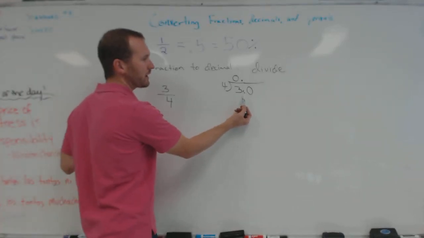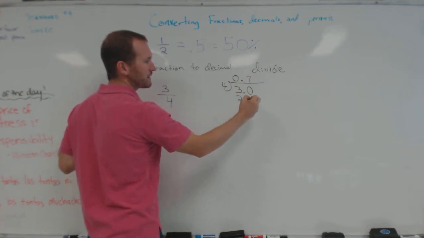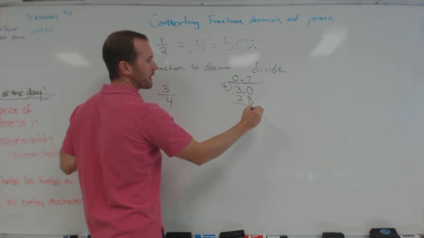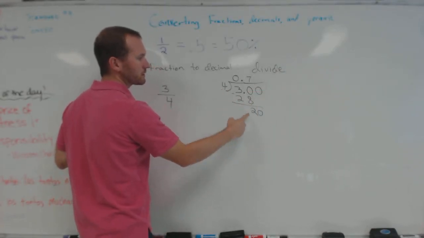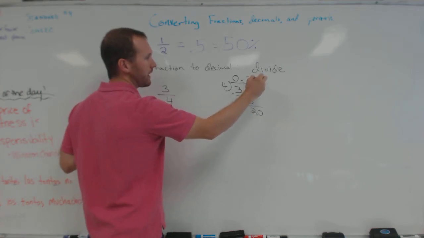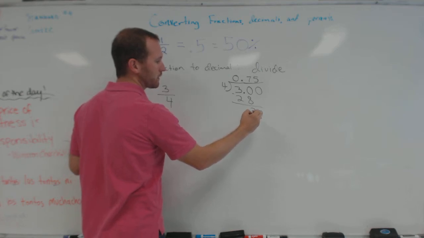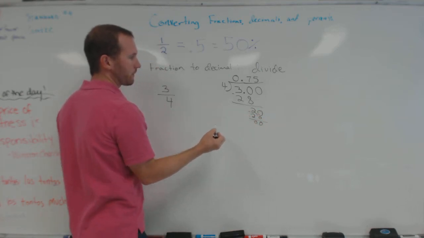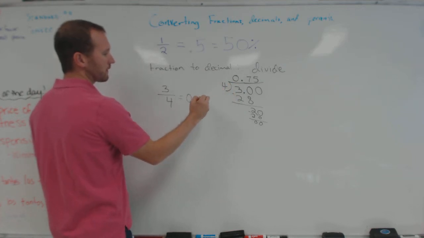4 goes into 30 7 times. 7 times 4 is 28. 30 minus 28 is 2. 4 goes into 20 5 times. 5 times 4 is 20. So it goes in. And so 3/4 equals 0.75.